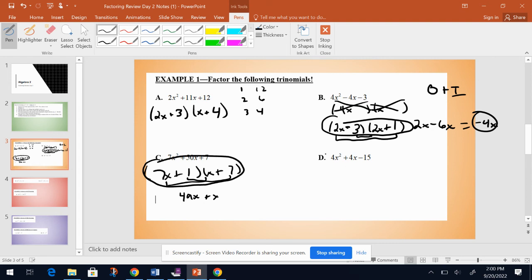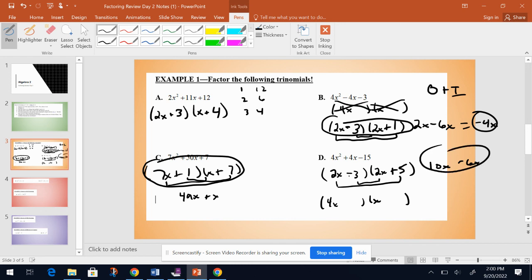Again, 2x and 2x, or it might be 4x and x. I don't know. I've got to check it. Okay, I'm doing my numbers that multiply to -15. So I know 5 and 3 work. Okay, so 2 times 5 would be 10, and 3 times 2 is 6. There it is. So it's going to be a +5 and a -3. Notice -3 times 5 is -15. When I check the outer, that would give me a 10x. When I check the inner, that gives me a -6x.